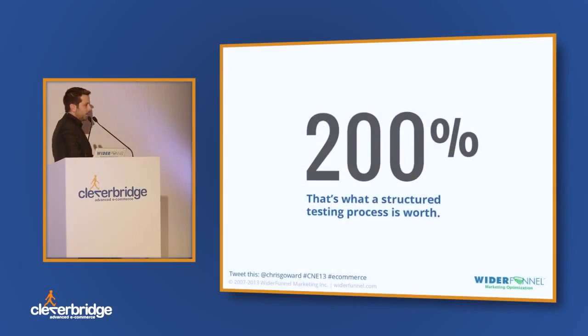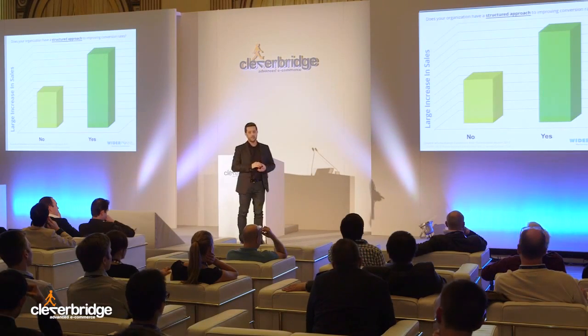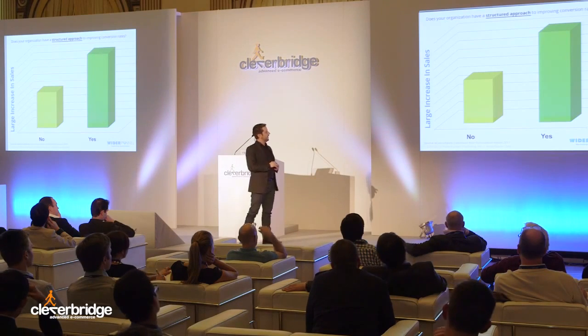So I'm going to show you a little bit how to do that. First of all, a number that's important to understand, 200%. That is the value of a structured testing process. I didn't just make that up. That was a study by eConsultancy. And what they did is they looked at organizations that were doing conversion optimization.